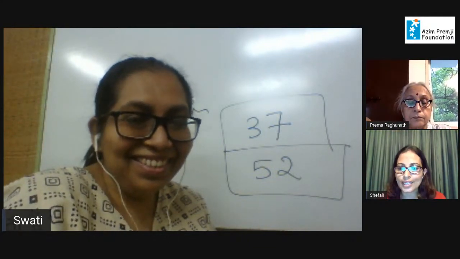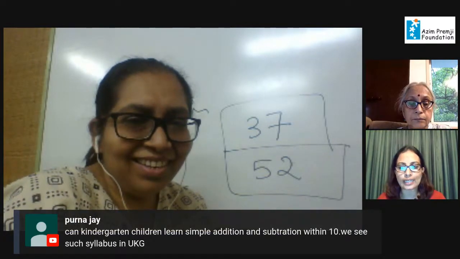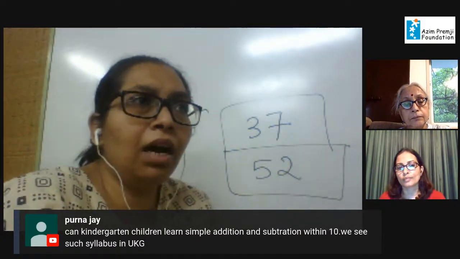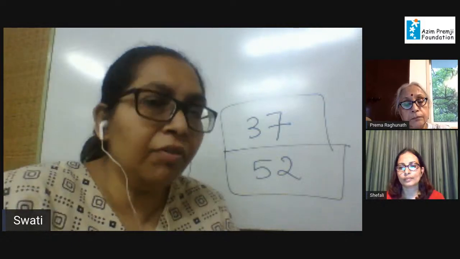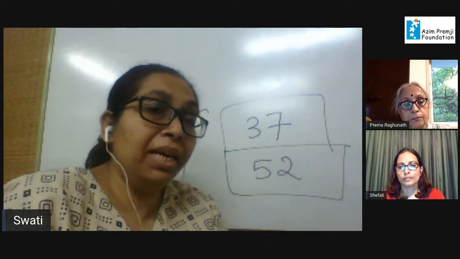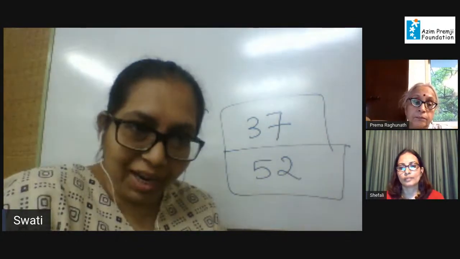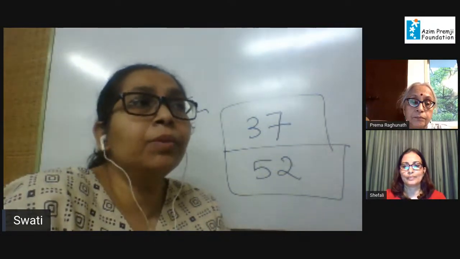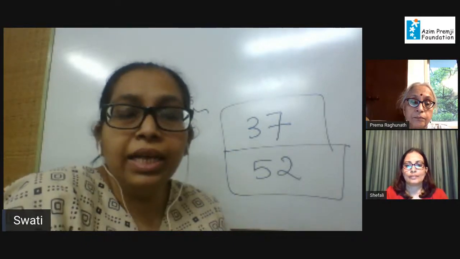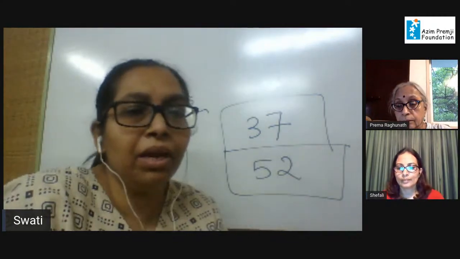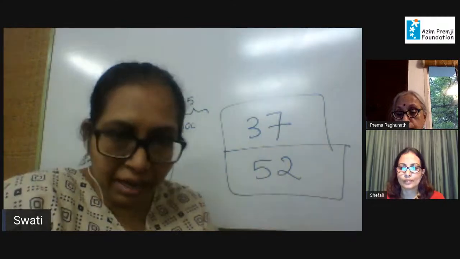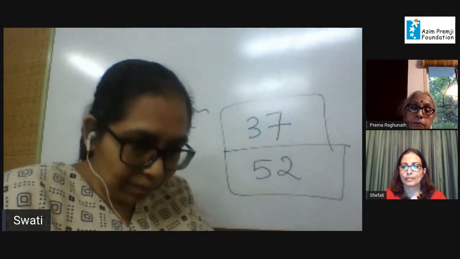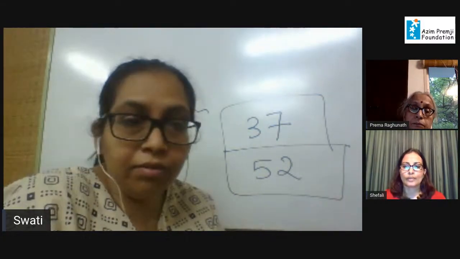Very interesting. Purna J is asking, can kindergarten children learn simple addition and subtraction within 10? We see such syllabus in UKG. Absolutely. What I would say is, if you look at how Montessori does stuff, it really provides a very strong mathematical base. It really creates that for the children. I may be a bit biased because I am a Montessori kid myself, but I have seen other schools and other children. Their mathematical base becomes so strong that they are not scared of large numbers at all. Montessori kids start playing with large numbers way before other children do. So yes, it can be done, but it has to be done with concrete material, not pictures. Actual concrete material where they put together, and do that kind of stuff. Yes, absolutely, it can be done.